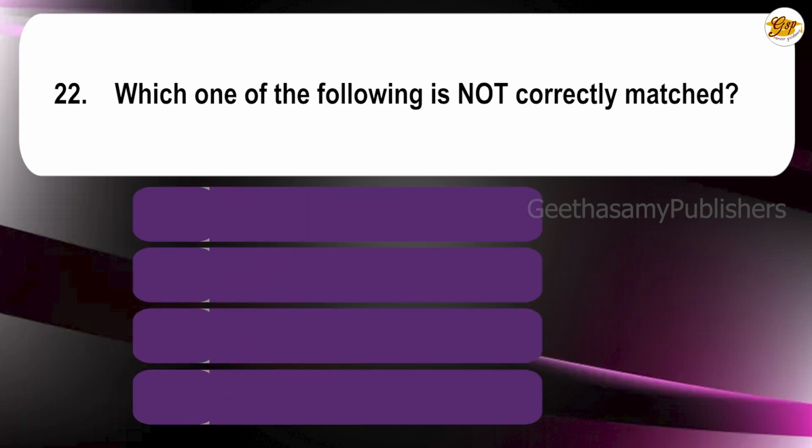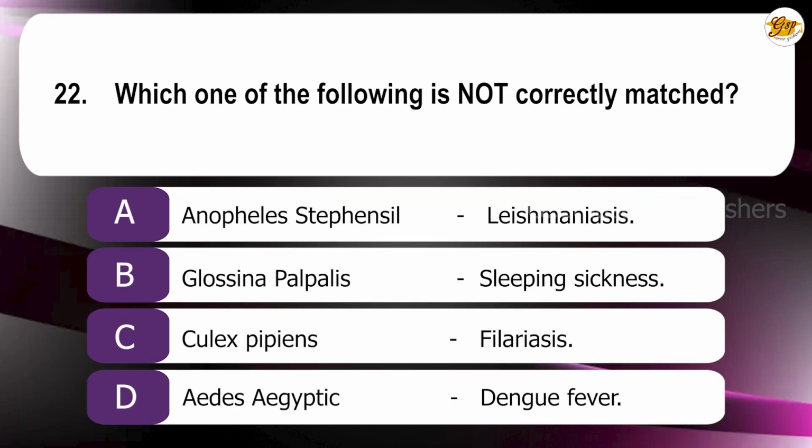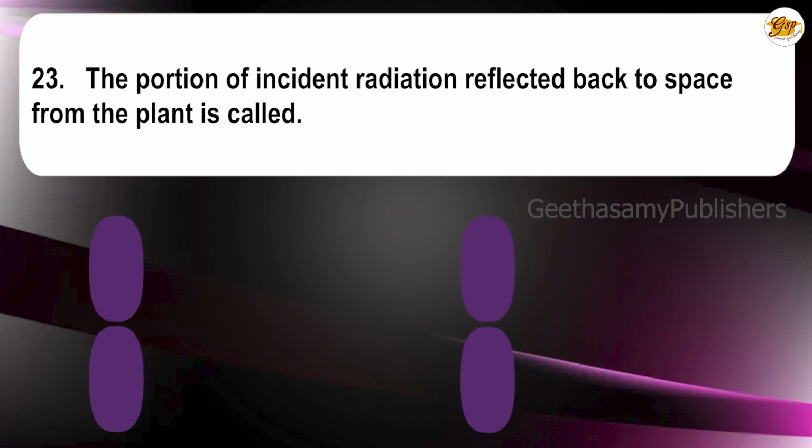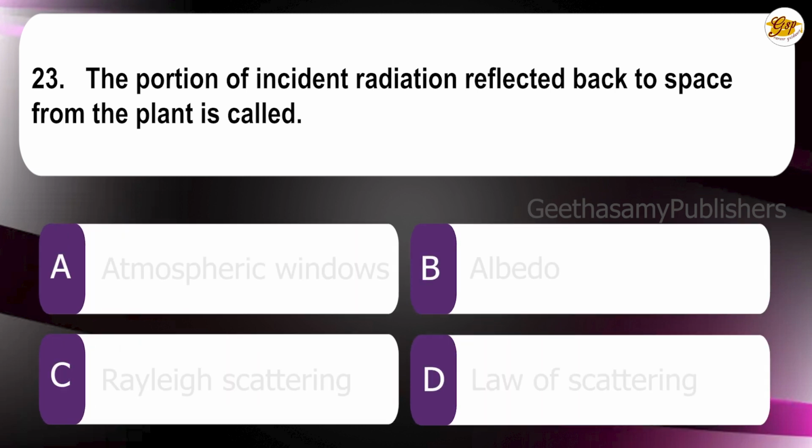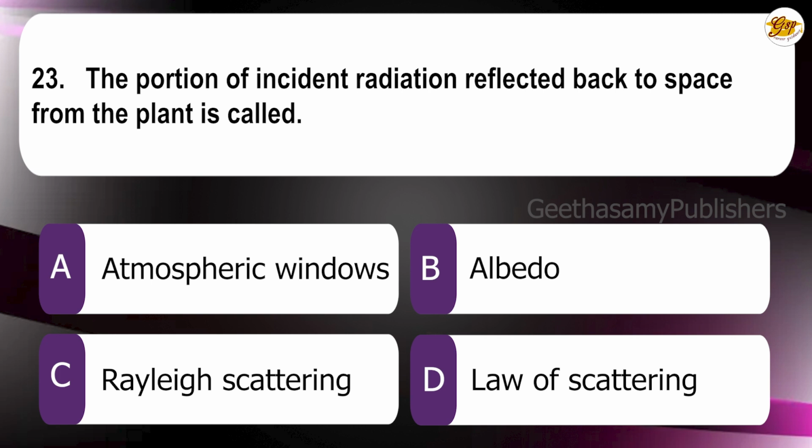Question number 22. Which one of the following is not correctly matched? Anopheles stephensi, leishmaniasis; Glossina palpalis, sleeping sickness; Culex pipiens, filariasis; Aedes aegypti, dengue fever. The correct answer is A. Anopheles stephensi, leishmaniasis.